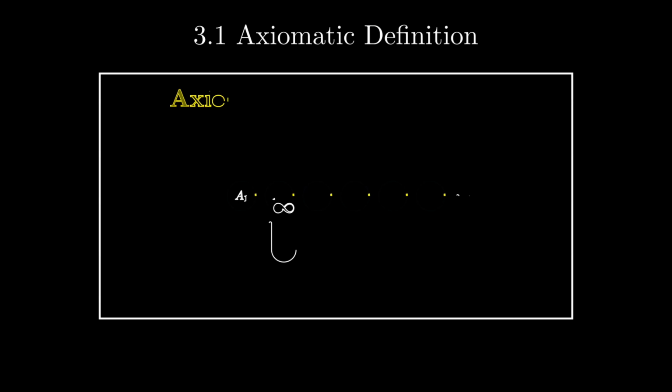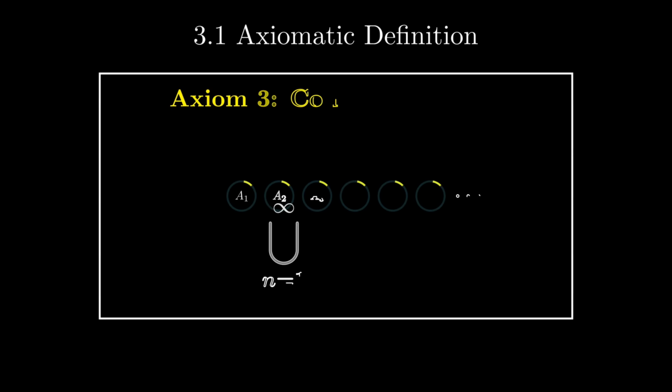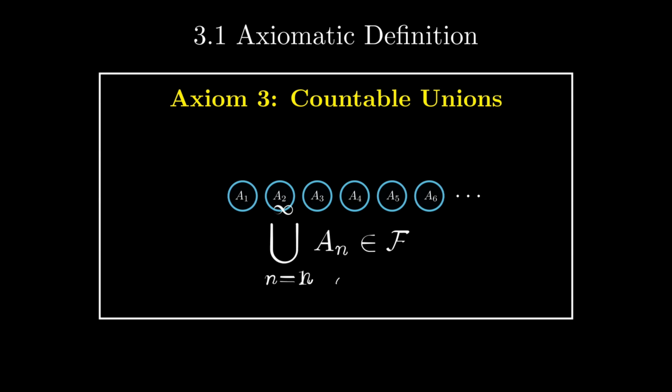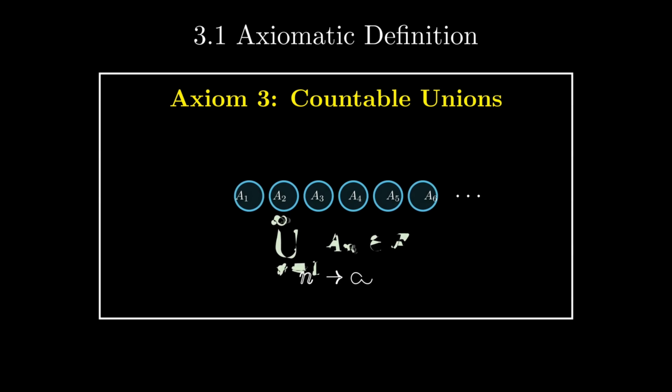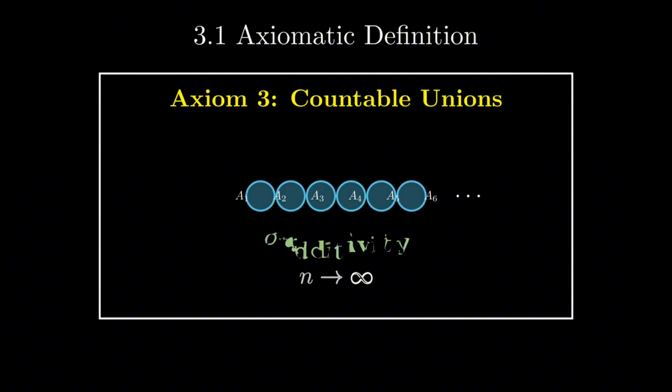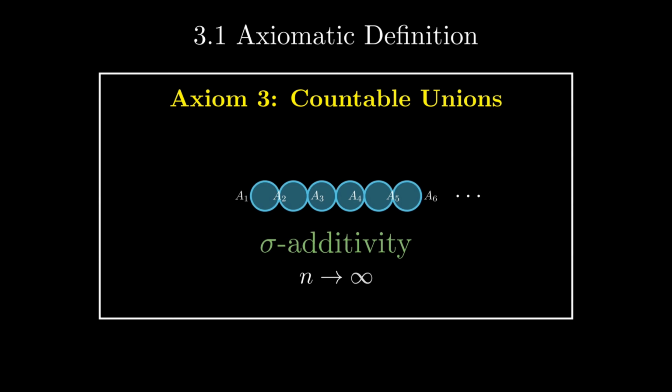Axiom 3. Closure under countable unions. If A1, A2, and so on are in F, then their infinite union is in F. Implication: this property, known as sigma additivity, distinguishes a sigma algebra from a simple field, which is only closed under finite unions. This is crucial for limit theorems in calculus, such as the law of large numbers, where we deal with sequences of events as n goes to infinity.